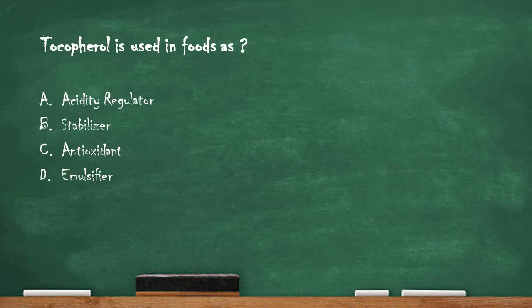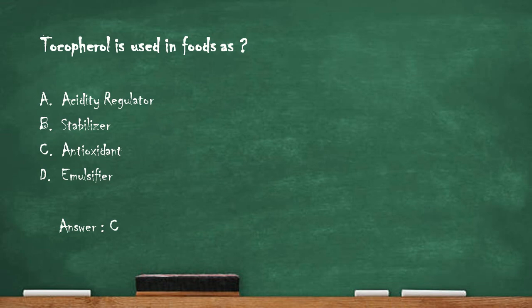Next question. Tocopherol is used in foods as option A, acidity regulator. Option B, stabilizer. Option C, antioxidant. Option D, emulsifier. And the right answer is option C, antioxidant.